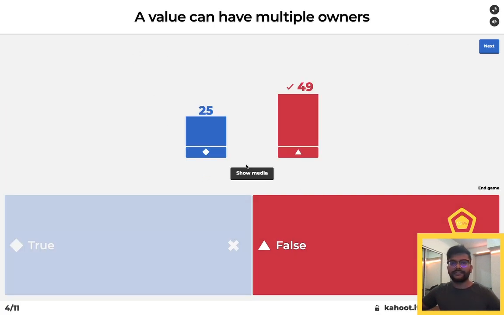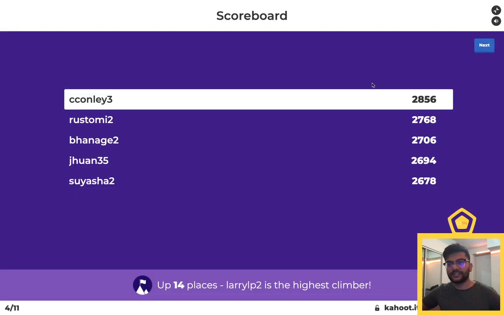Yep, false. A value cannot have multiple owners. That's a big part about Rust ownership. It's very safe when we have single owners for each of our values. It's also why we don't need a garbage collector. So it makes Rust very fast.